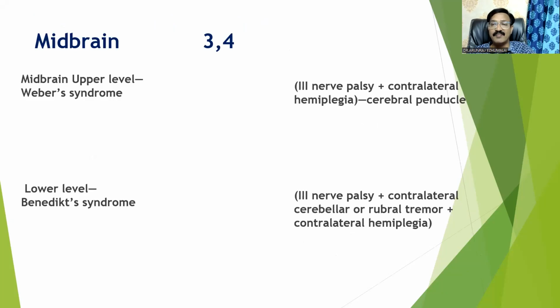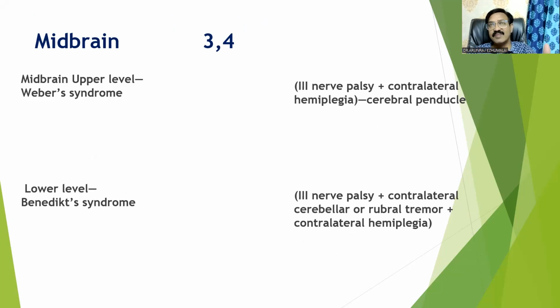Then coming to the midbrain, I have already told you the midbrain has the third and fourth cranial nerves. The pons has 5, 6, 7, 8. The medulla has 9, 10, 11, 12. So just remember, whenever a patient has hemiplegia along with third and fourth cranial nerve palsy, you have to localize to the midbrain.